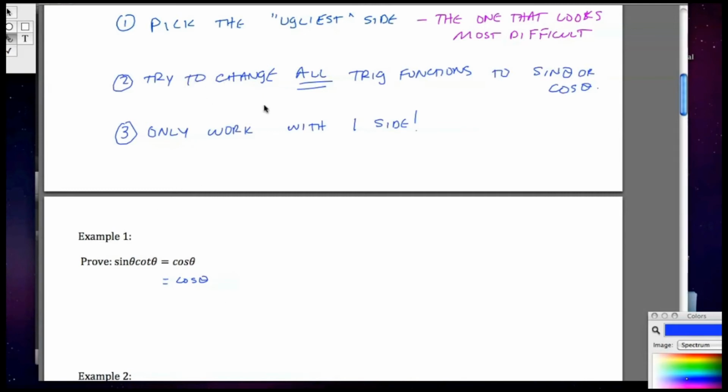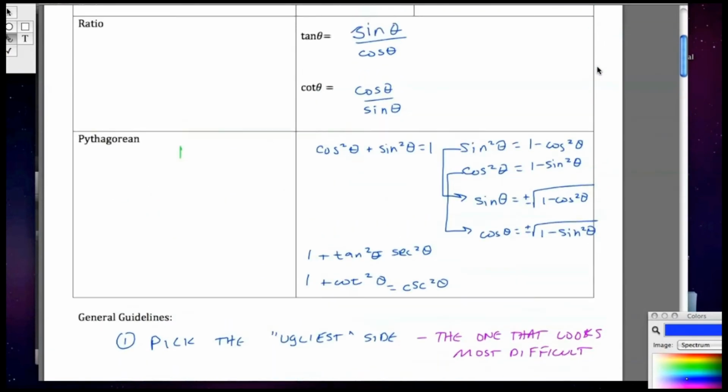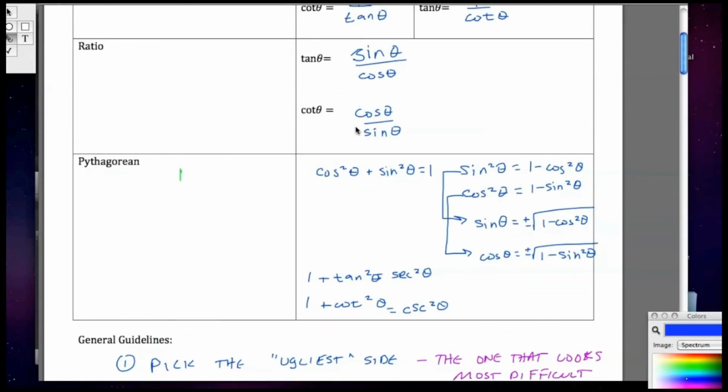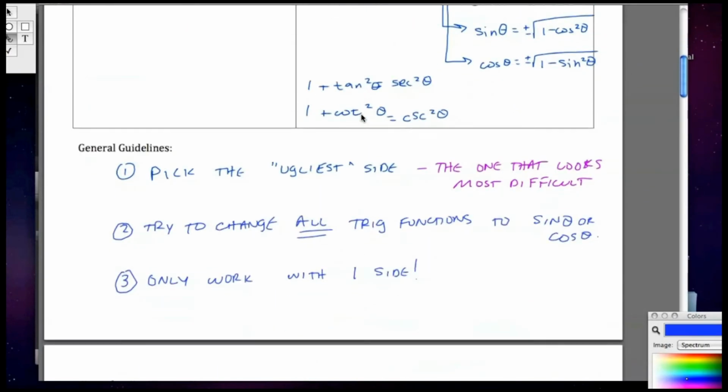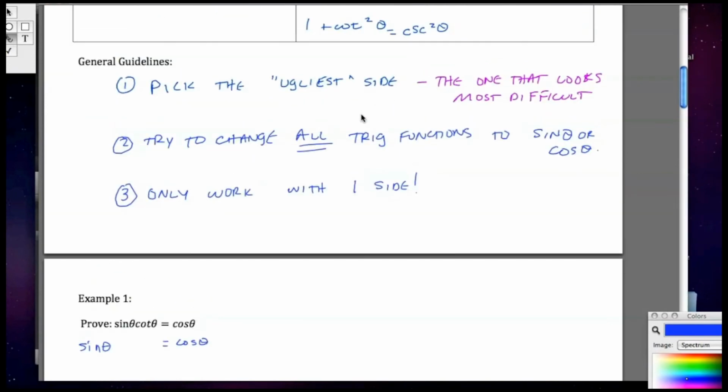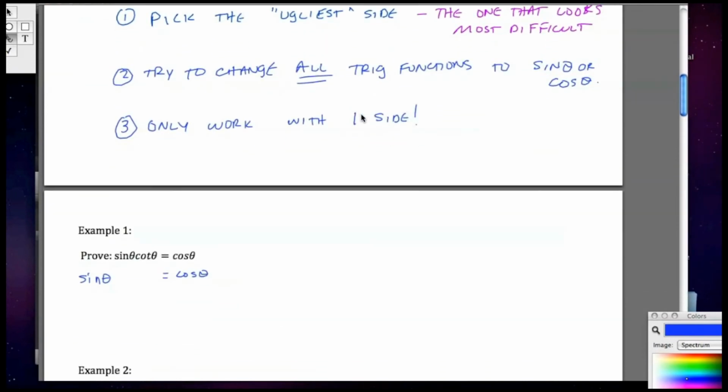And so my second one is to try to change all trig functions to sine or cosine. Well, this is already sine theta, so I'm going to have sine theta. And I'm going to change this cotangent into, like I said up here, sine or cosine. So if I flip up to the top, you should have this written in your notes. Cotangent is cosine theta over sine theta. And so I'm just going to put that in here. Sorry for the scrolling around.